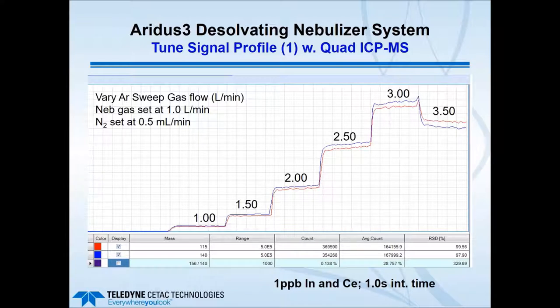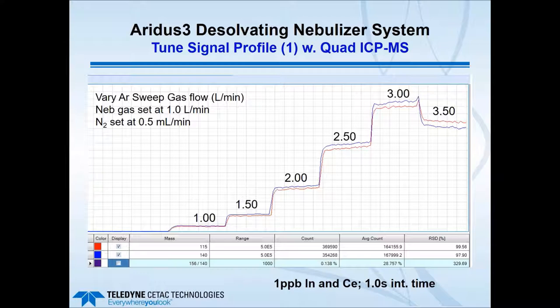The next experiments show more detail, and we did this on a quadrupole ICP-MS system that we have here. And here we have more variability in the argon sweep gas flow. We initially set the nitrogen flow at a relatively low rate, 0.5 mils per minute, leaving that low, set the NEM gas at 1, and then went ahead and varied the argon sweep gas. We also increased the integration time to 1 so you could better see the plateaus for what is happening. So as we move from 1 to 1.5 to 2.5 to 3 in the argon sweep gas flow, you see very pronounced jumps in signal.